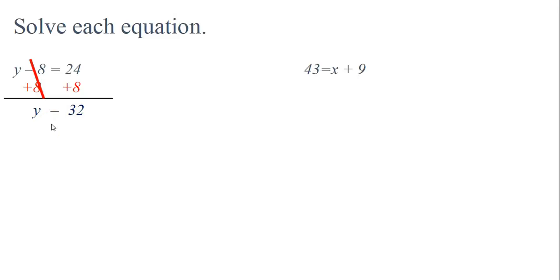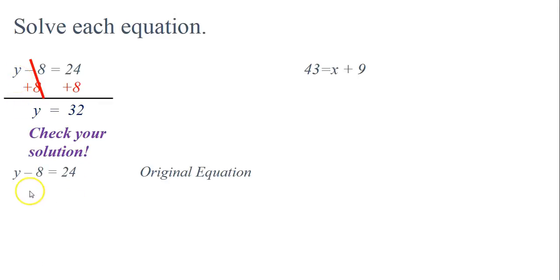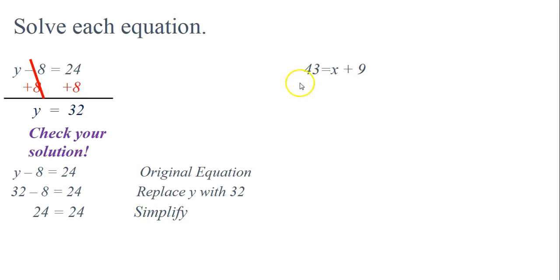Now, how can we determine if this is the correct solution? Well, we can check it. I'm going to start with my original equation, and take y equals 32. If it equals 32 down here, it's going to equal 32 in here, or at least it should. So let's start with the original equation, y minus 8 is equal to 24, and replace y with 32. 32 minus 8 is equal to 24. I'm going to simplify, 24 equals 24. Perfect.